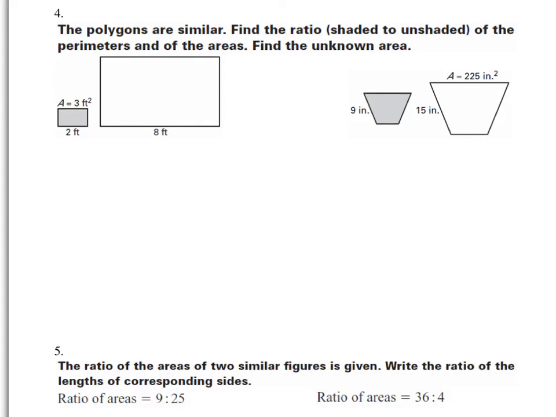We need to find the ratio of the shaded to unshaded. That means the shaded will be on top and the unshaded will be on the bottom of our ratio. We need to find that for the perimeters and for the areas, and then we need to find the unknown area. So let's first find the ratio of our different pieces.